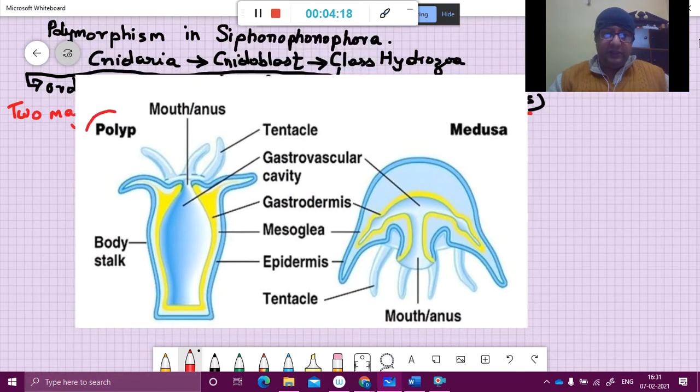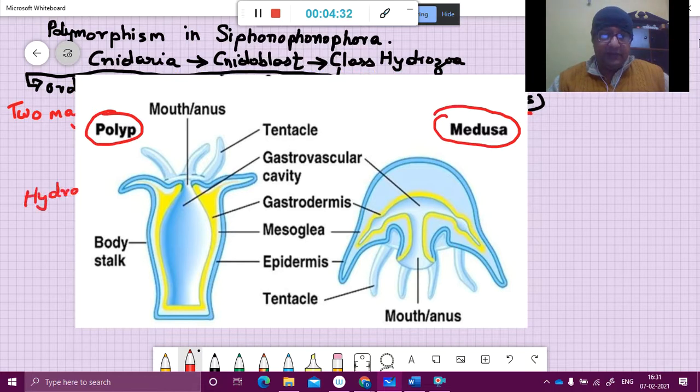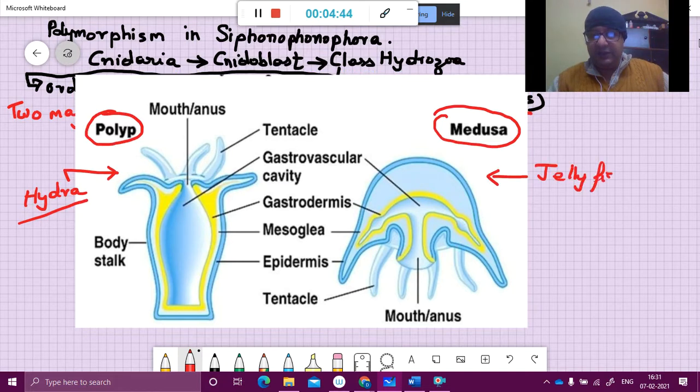So here is a picture of polyp and medusa. This form is a polyp and this form is a medusa. This form looks more like a hydra, and this is more like the picture of a jellyfish which you see. One is inverted and one is straight.